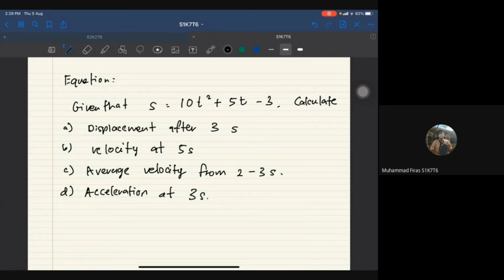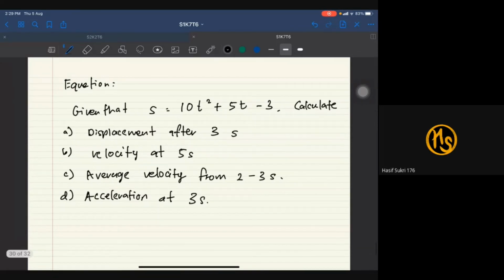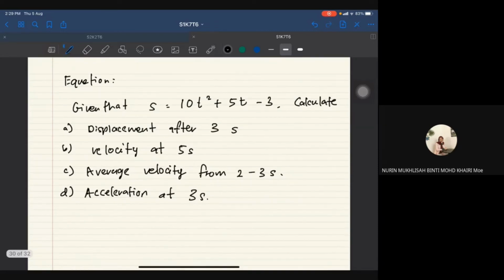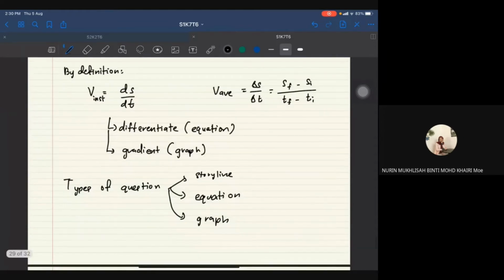Anyone else want to try? Is there anyone who wants to try again? Asif? Yes, sir. Want to try? How do we calculate instantaneous velocity? Not sure? It's okay. Don't worry. Okay, we're going back to the... Sir, if we differentiate the equation S, can we? So it will become 20T plus 5. Okay, right? Okay, exactly like that. Thank you, Mukisa.